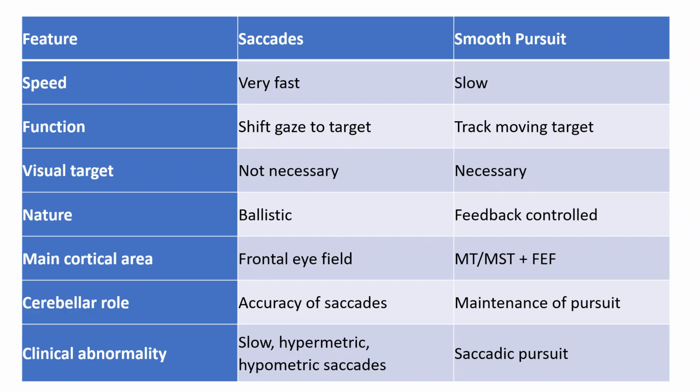Coming to smooth pursuit, the speed is slow. The function is to track the moving target. Visual target is necessarily needed. Nature of the movement is feedback controlled. Main cortical areas are MT, MST, and frontal eye fields. Role of cerebellum is to maintain the pursuit. Clinical abnormality is saccadic pursuits.